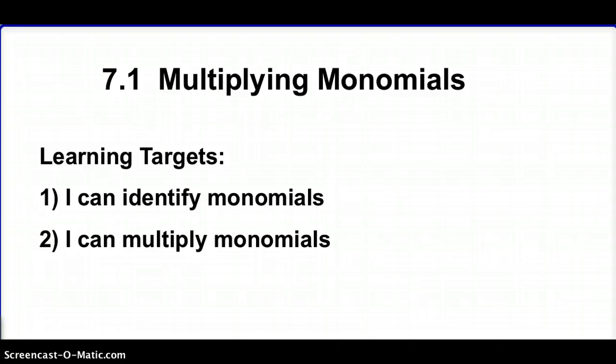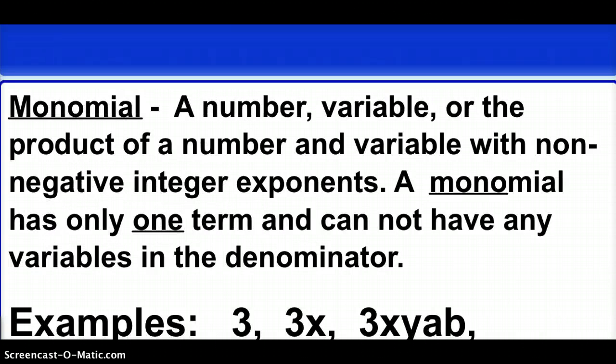But looking at this, we have two learning targets. One is I can identify monomials. And our second learning target is I can multiply monomials. So after we're able to identify what they are and learn about them a little bit, then we will be able to multiply them together as well. So that's what our targets are for now. So let's look at it.